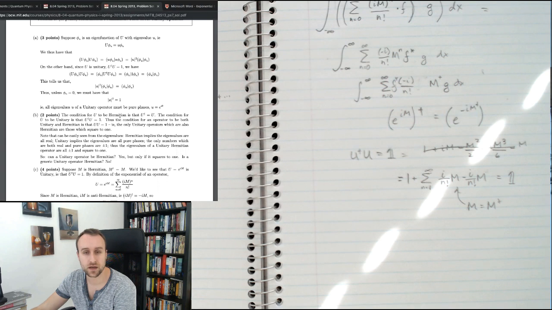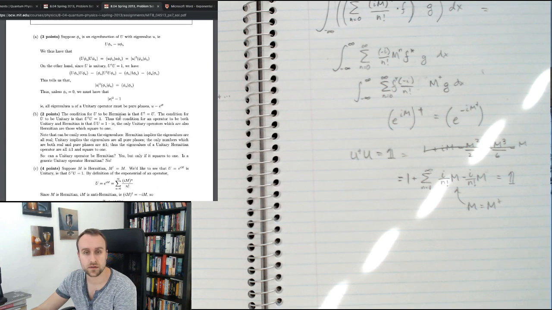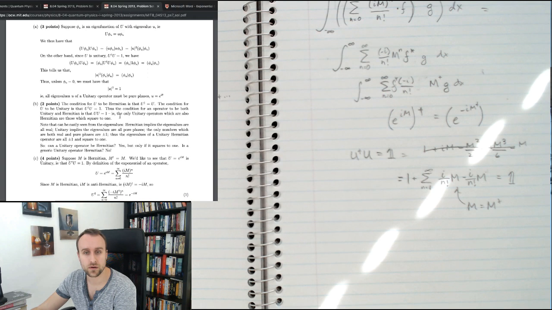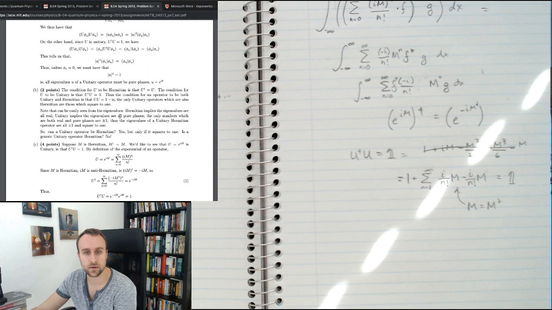Since M is Hermitian, i M is anti-Hermitian. So e to the negative i M.